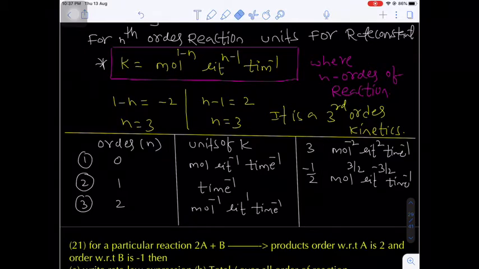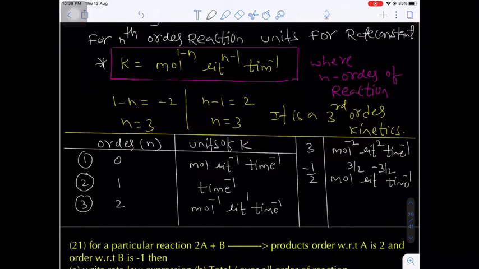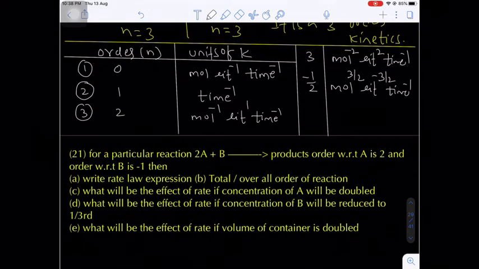So these are the rate constant units. Are you getting my point? In the question, if the rate constant value is given, indirectly the units are given, and it is very easy to find the order of the reaction. This is the first method to find the order of a reaction, because the order of a reaction should either be given in the question, or it should be calculated with the given information. So this is the first question, the rate constant units. With the help of rate constant units, we can find the order of a reaction.